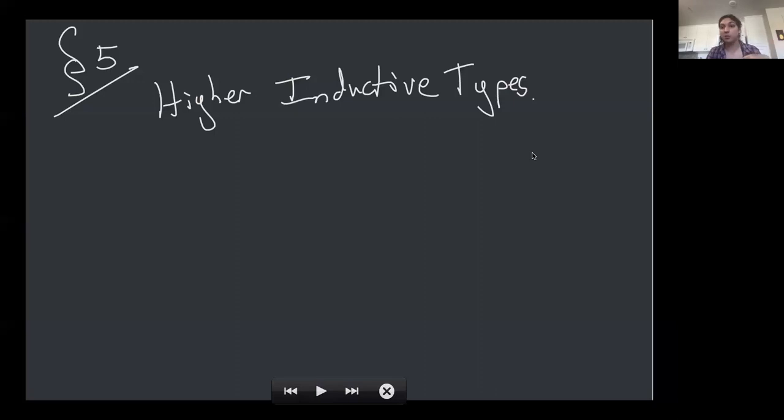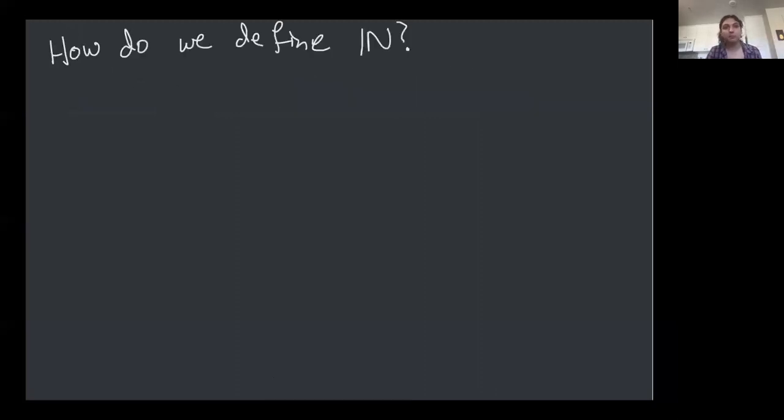And if you want to ask more about that after the talk, I'd be happy to chat about this more. Okay. So, higher inductive types. We're now going to move on to some slightly more geometric notion of type.